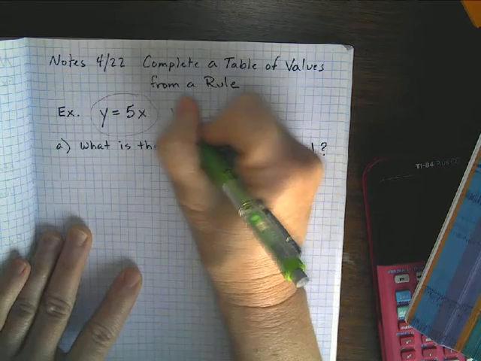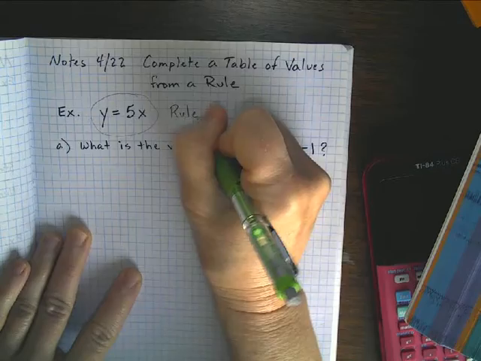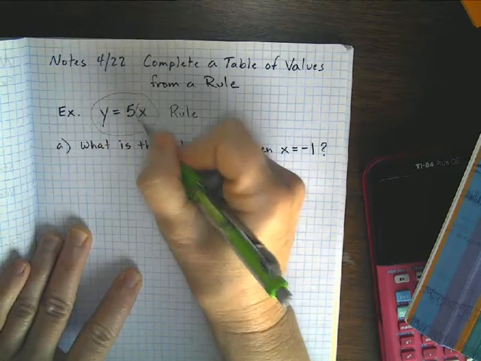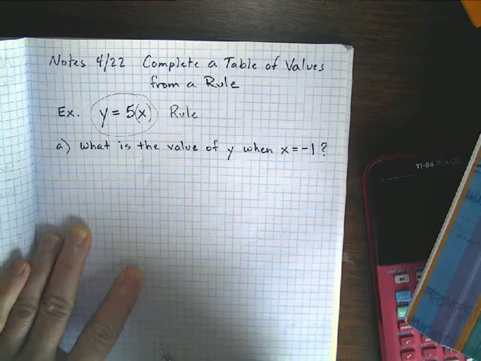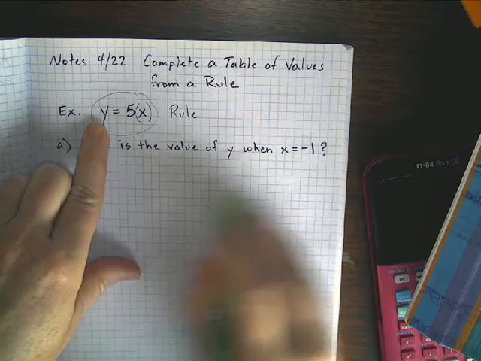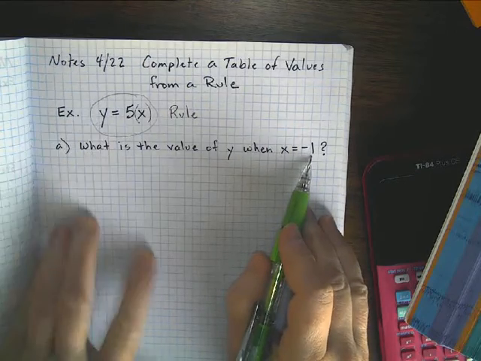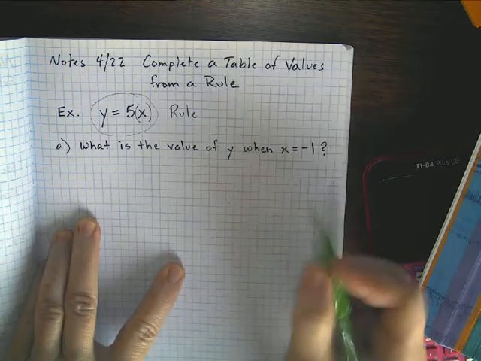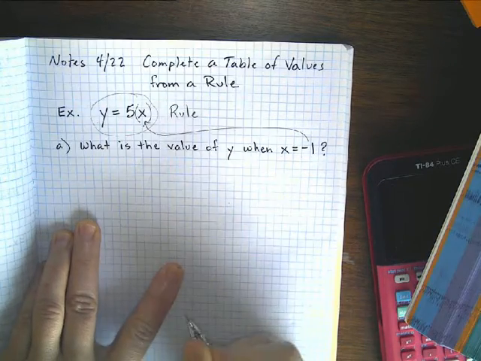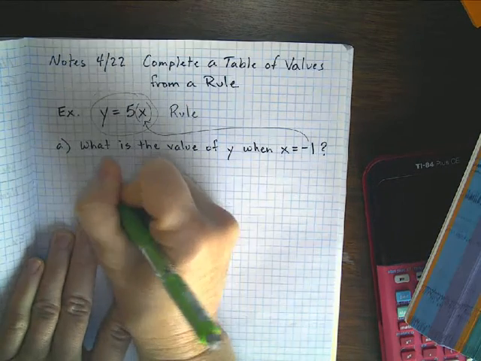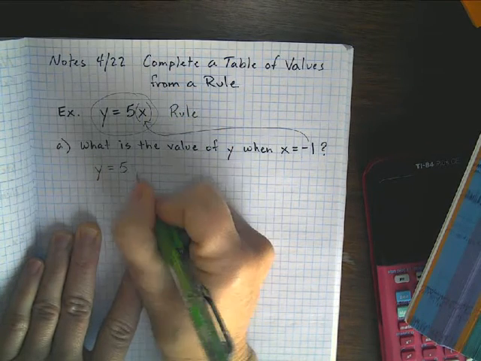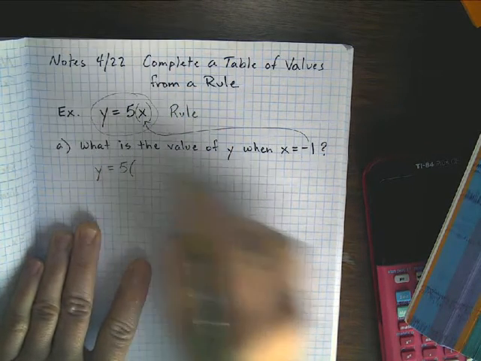This is our rule. It says y is equal to 5 times x. I want to know what is the value of y when x equals negative 1. Does that look familiar? We're going to take that negative 1 and we're going to put it in for the x. So we're going to write y equals 5 parentheses. What's our value for x? Negative 1.